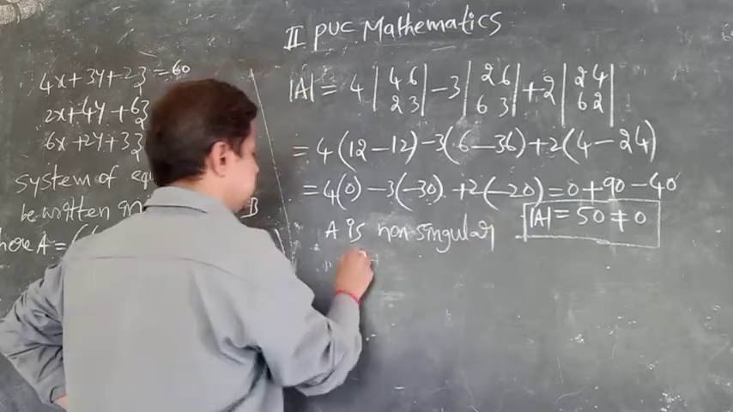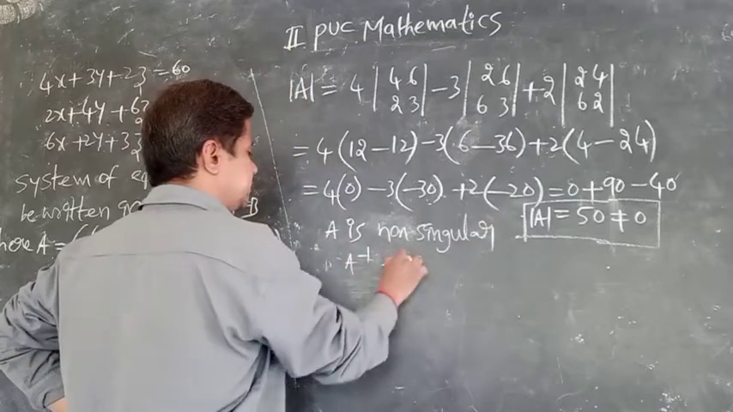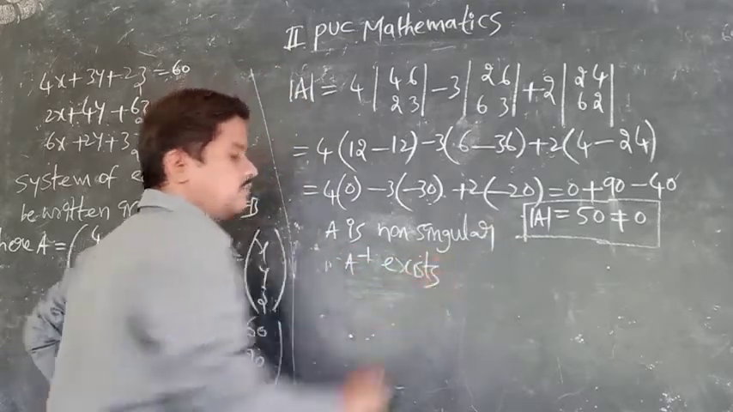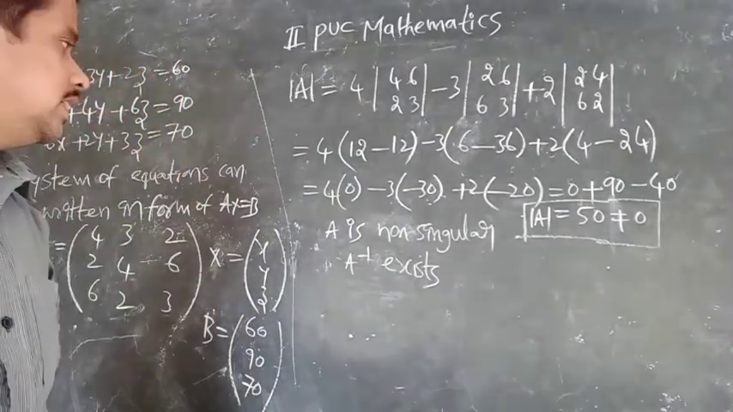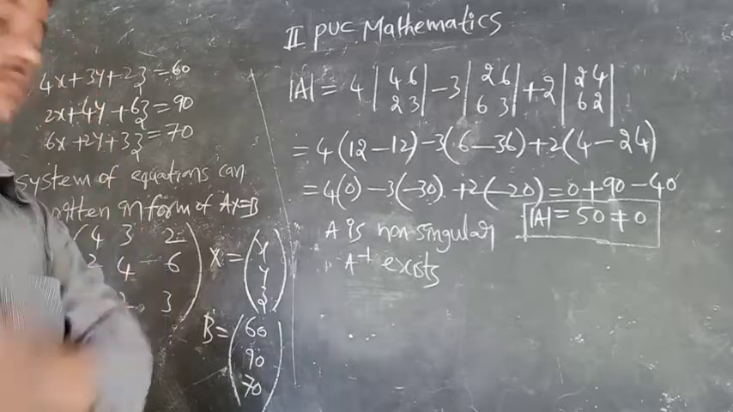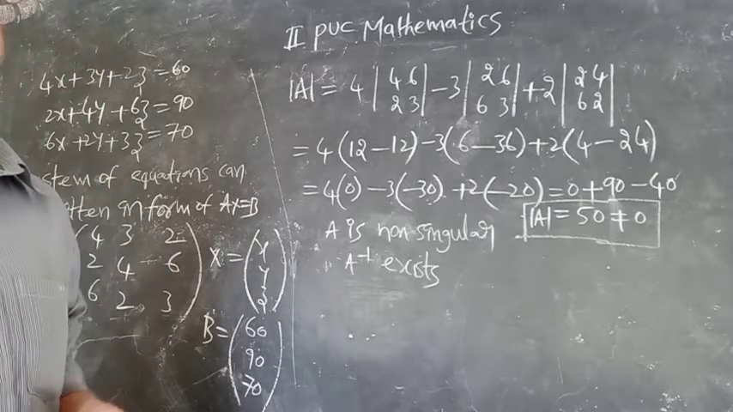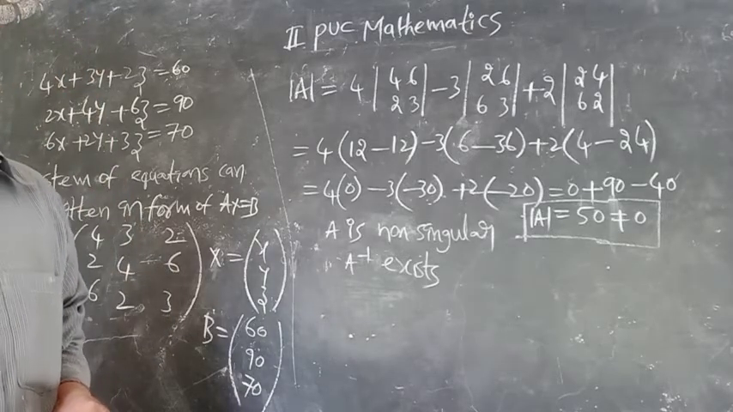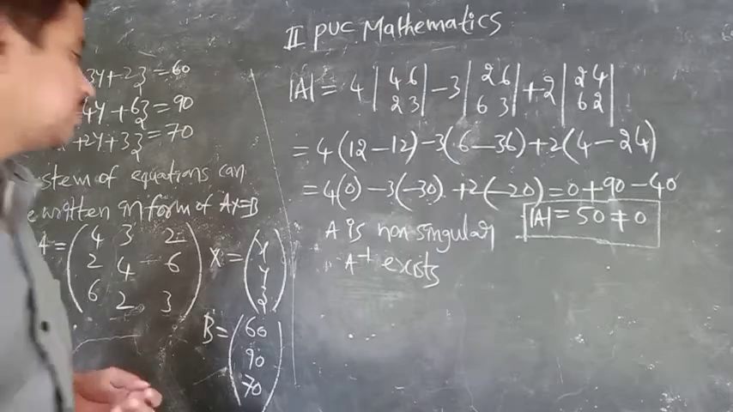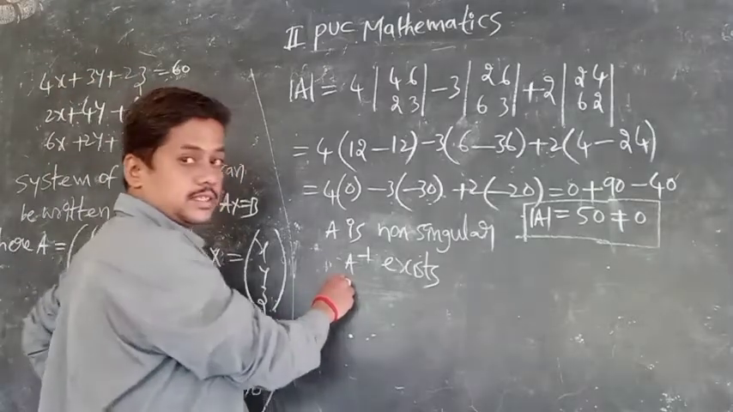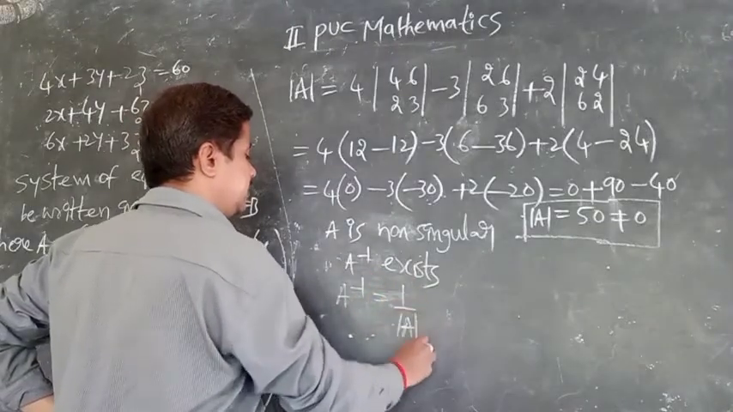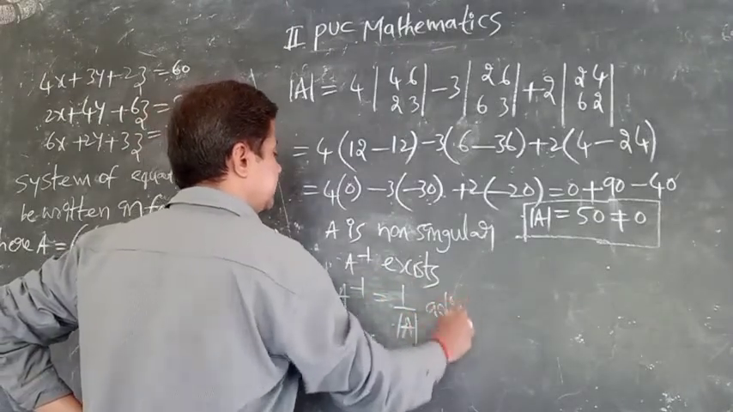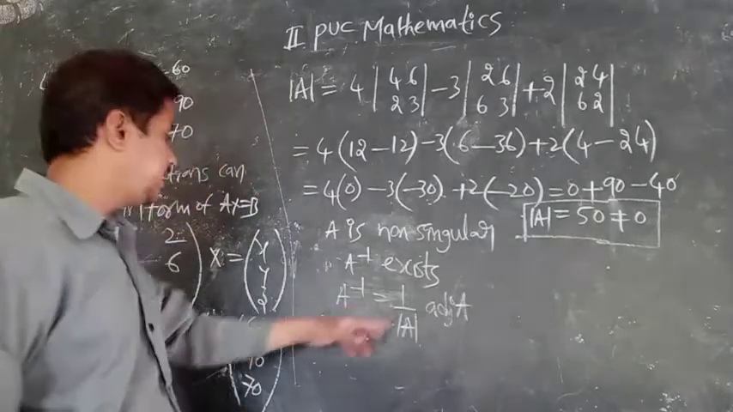So therefore A inverse exists. A is non-singular, so A inverse exists. Then you can easily calculate A inverse now. So what is the formula for A inverse? A inverse is equal to 1 by det A into adjoint A. Det A is already calculated.